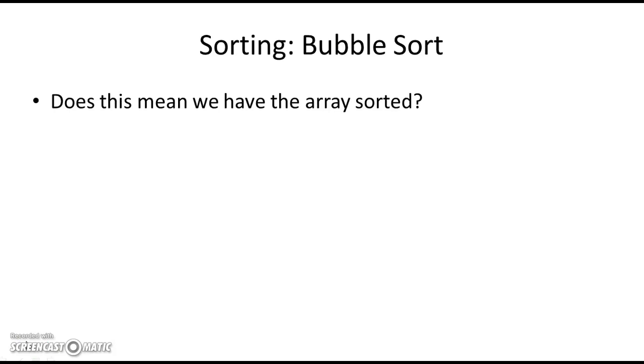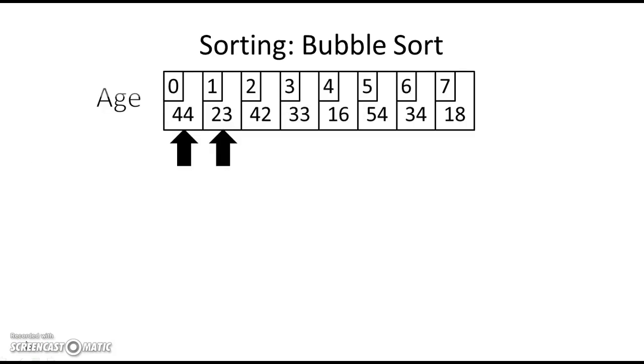That doesn't mean the array is sorted just because we do that once though. One pass doesn't get it done. Here's an example. We start off, we compare the first two elements. Is the left element bigger than the right? Yes it is, so we swap. We look at the next two elements. Is the left bigger than the right? Yes it is, so we swap. We do it again, and swap. We do it again, and swap. We do it again. Is the left bigger than the right? No it's not, so we don't do anything.